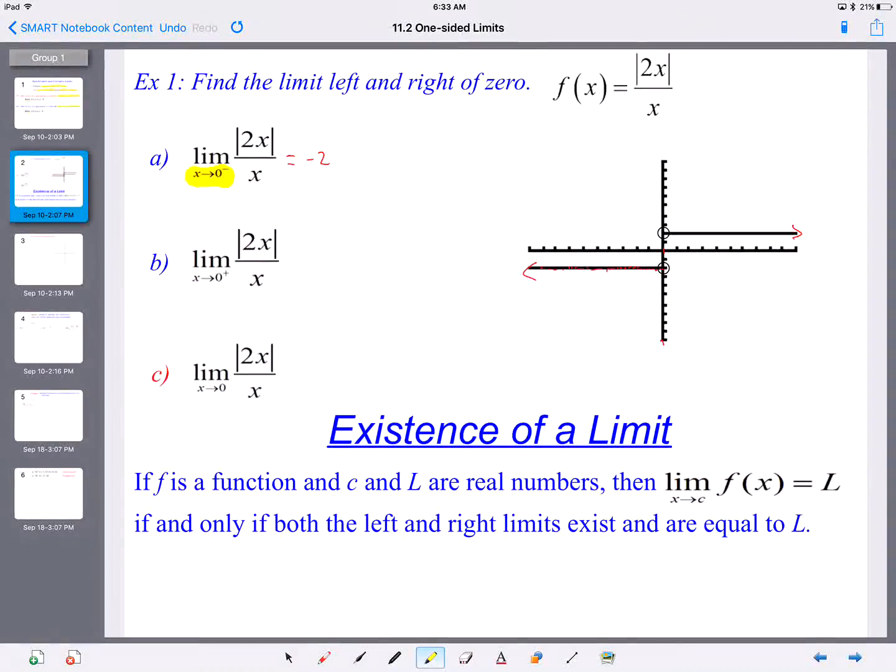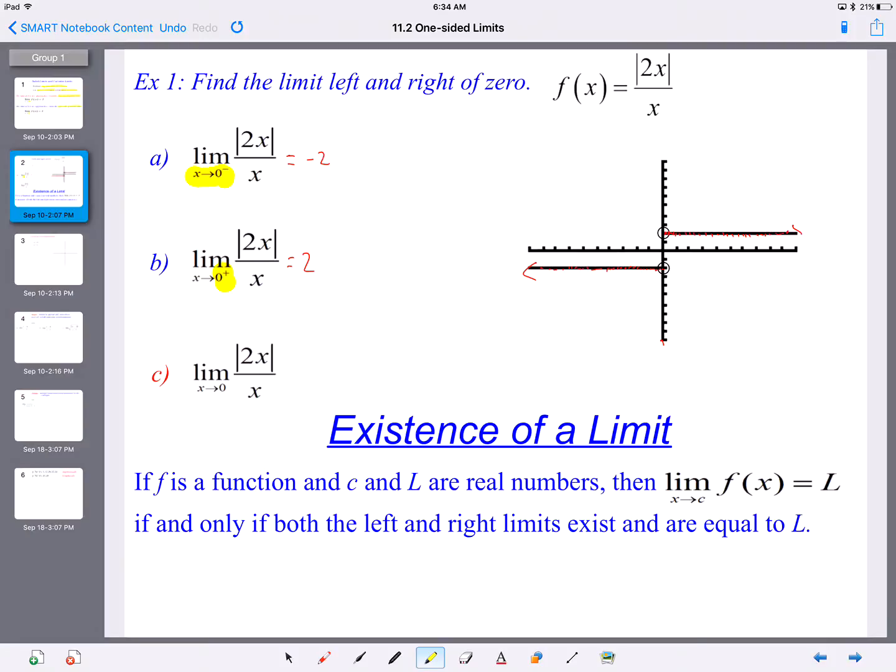From the right-hand side, so as we're looking at the right-hand side of 0, same thing, as we get closer and closer to 0 on this graph, what is happening to your y value? Well, it's at 2, it's at 2, it's at 2, all the way down. And as we get close to 0, it stays at 2. So the right-handed side of this limit is equal to 2. So the left-handed side is -2, the right-handed side is 2.